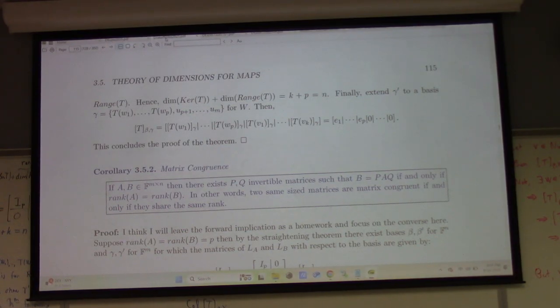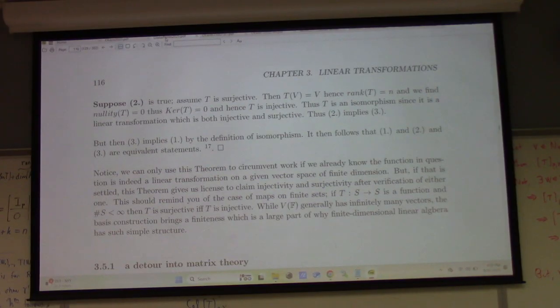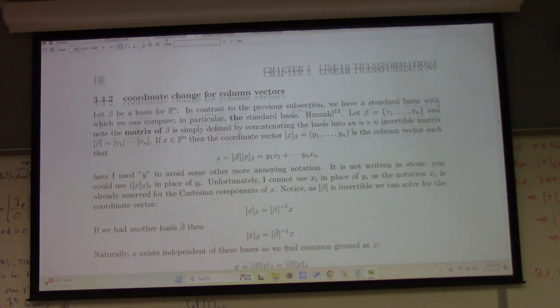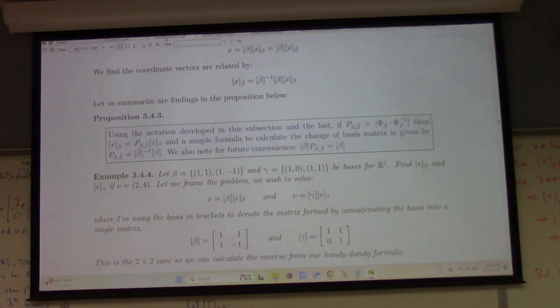Which is to say they have the same number of... maybe they don't have to be row equivalent, that may be too strong. I don't think I've actually proved that here. But now let's go back to the other section for the time that remains, and talk about this a little bit.